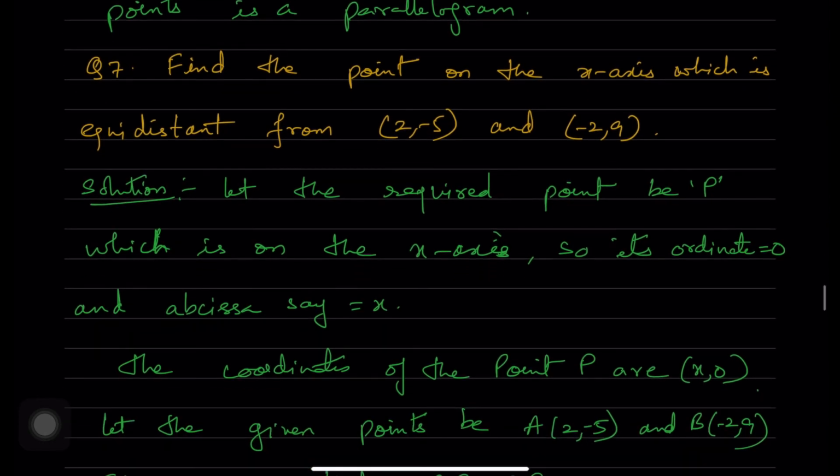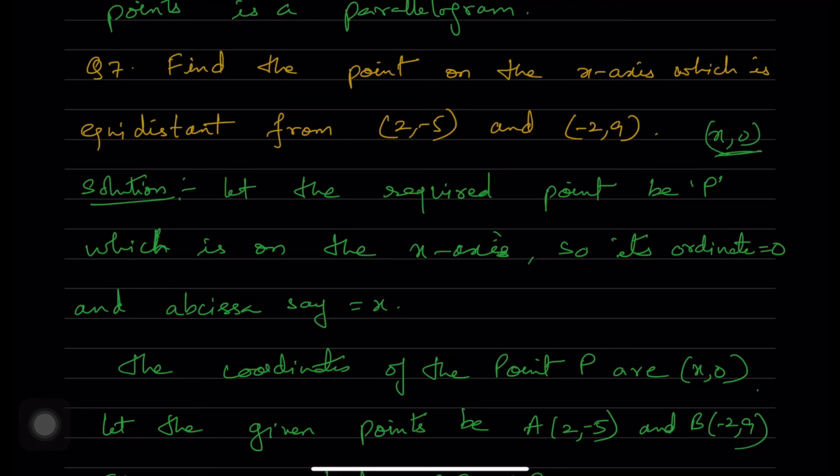Now next, seventh one. Find the point on the x-axis which is equidistant from (2, -5) and (-2, 9). So let the required point be P, which is on the x-axis, so its ordinate is equal to 0 and abscissa is equal to x. So the point P is on the x-axis means y is equal to 0. We don't have a y coordinate, we'll have only the x coordinate because it is lying on the x-axis. So we have to find a point (x, 0) where y is equal to 0.